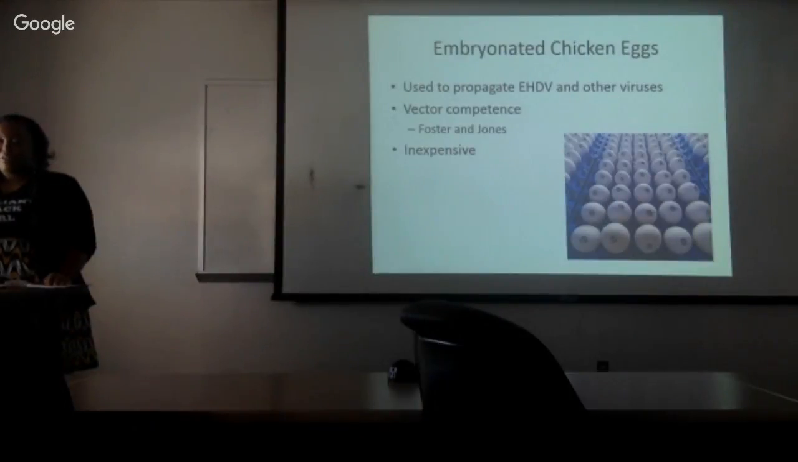And then our final potential model was embryonated chicken eggs. Historically, they have been used to propagate EHDV. And as Dave and the rest of the flu lab know, they also have been used to propagate flu. They have also been used in the early EHDV research for vector confirmation, and then it kind of fell out of vogue for some reason.